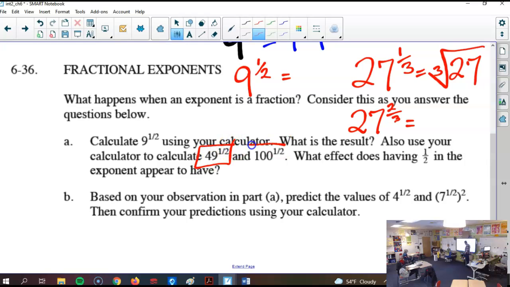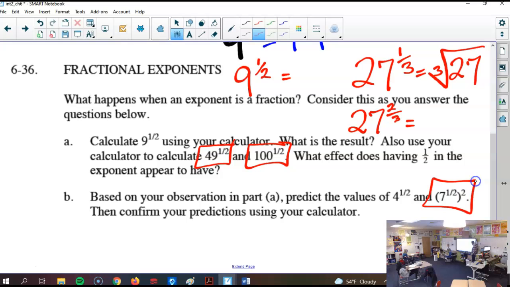So 49 to the half power would be 7. 100 to the half power, 10. But we're forgetting something. The negative value of the x, because our roots are even here. Right? So with even roots, we have to remember there are actually 2 real solutions.